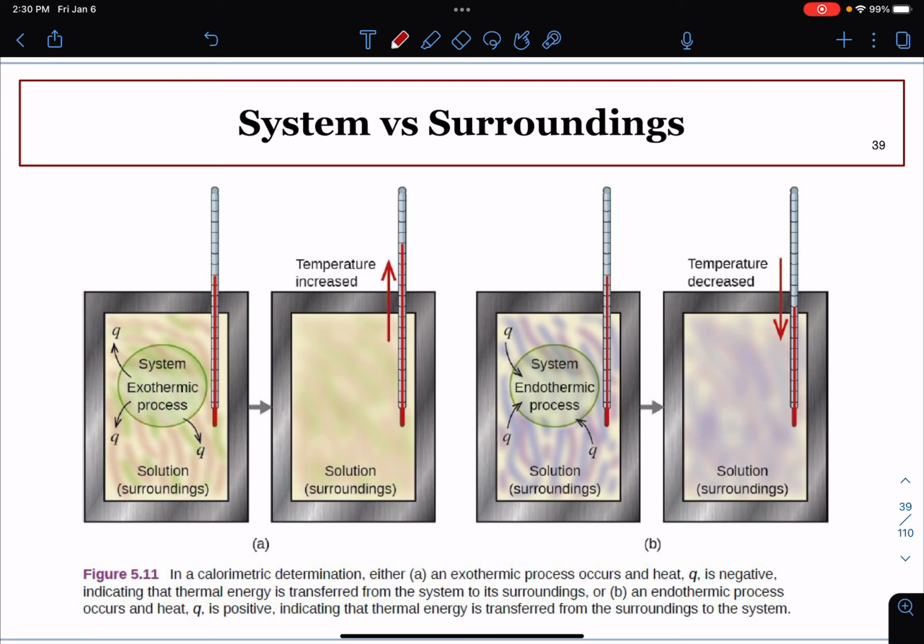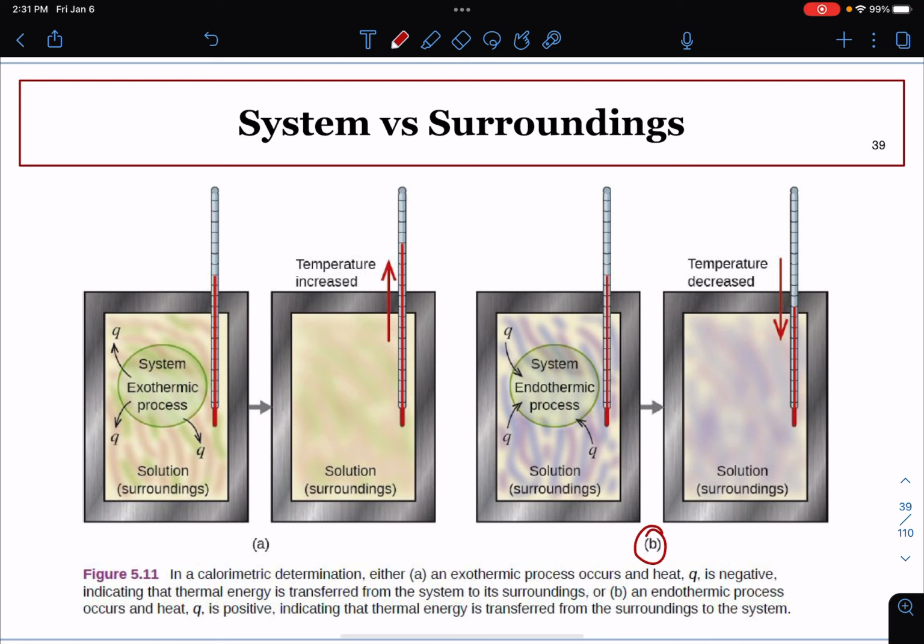The surroundings is usually water for a variety of different reasons. You can see that the thermometer is only measuring the surroundings and not the system. For a variety of reasons, we can't measure the temperature of the system usually. So when the system releases energy into the surroundings, you can see that our temperature of the solution is going to increase. And then at some point, both system and surroundings will be at the same temperature.